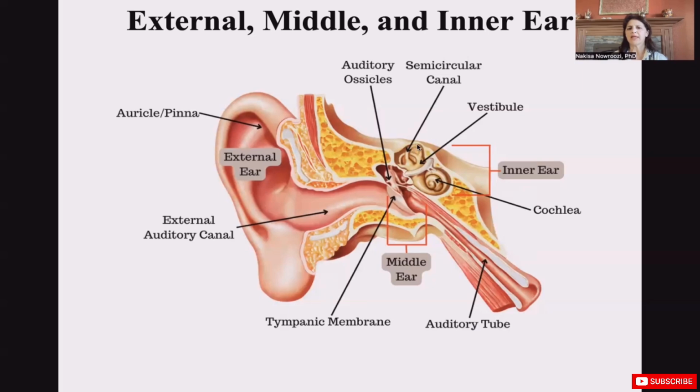You have the semicircular canal and vestibule. These are important for your balance and stability, and the sense of being in place and in your surroundings. And then you have the cochlea, and inside the cochlea you have the organ of Corti, which is important for translating the sense of hearing. And this is the auditory tube or eustachian tube here.